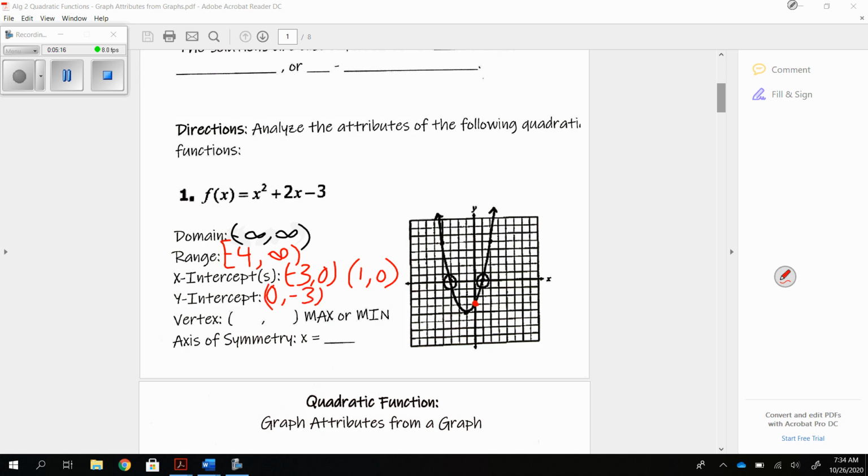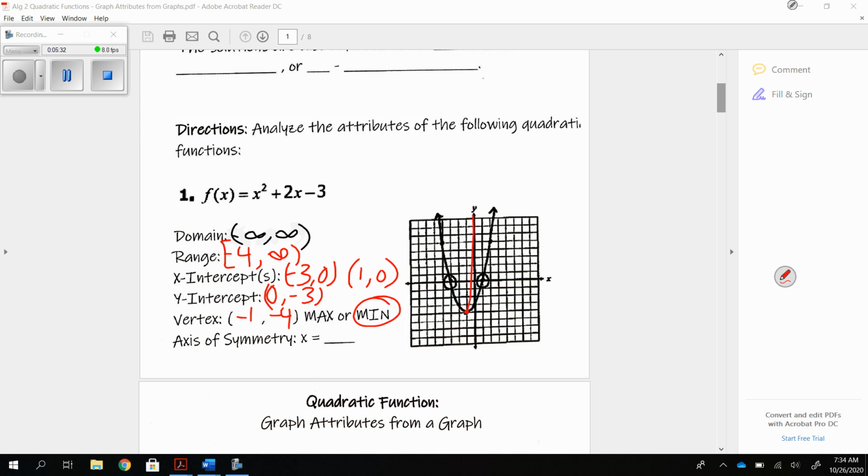Okay, the vertex is the lowest or highest point. That would be right here. And again, it's just a point on the graph. We go left 1 and down 4. So we know it's -1, -4. And once again, it's a minimum graph because there's a lowest point.